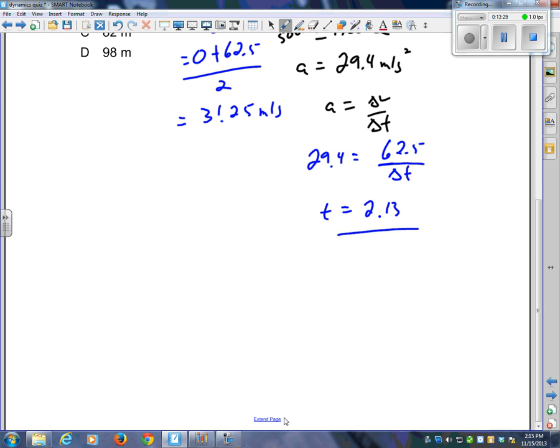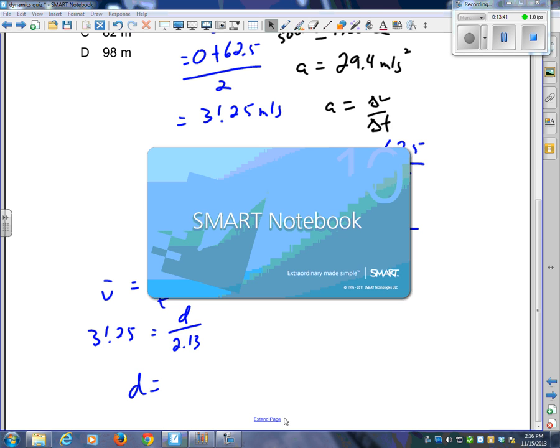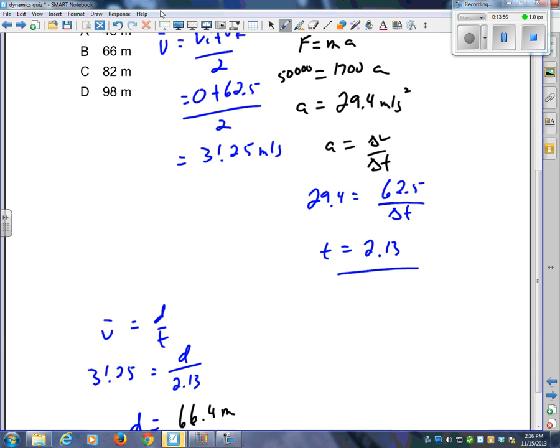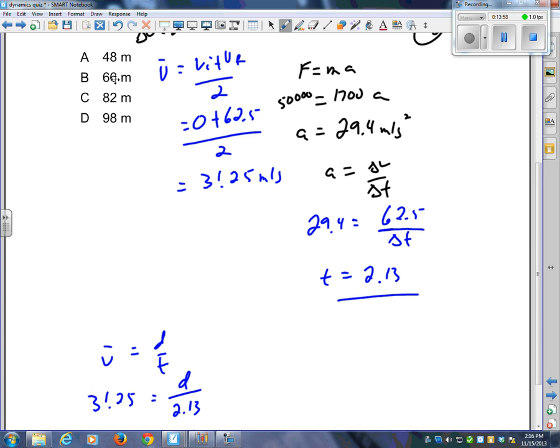Now you go V bar equals d over t. The average, 31.25, d, 2.13. Am I good so far? Oh, what did I do? 66 meters, approximately. So I get 66.4. Which one of those? There, B, right?